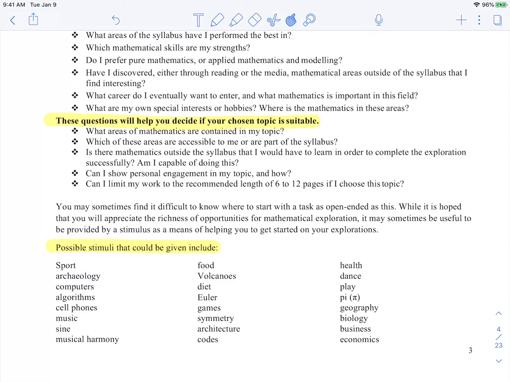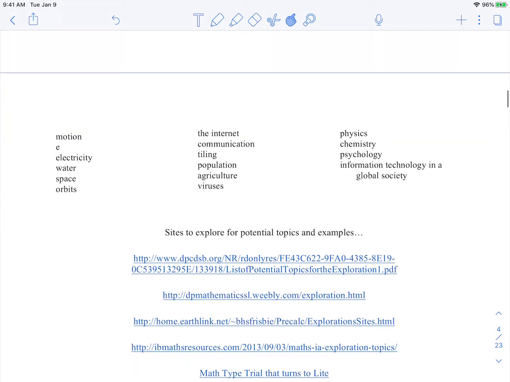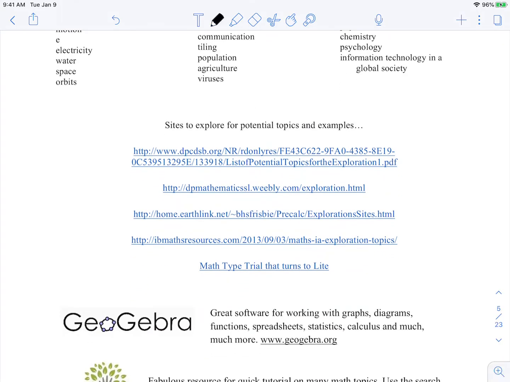So maybe you want to do a sports paper. Maybe you want to do something related to the coronavirus. Maybe something with social justice. Again, pause and read these types of topics. And then I've listed some more sites below.